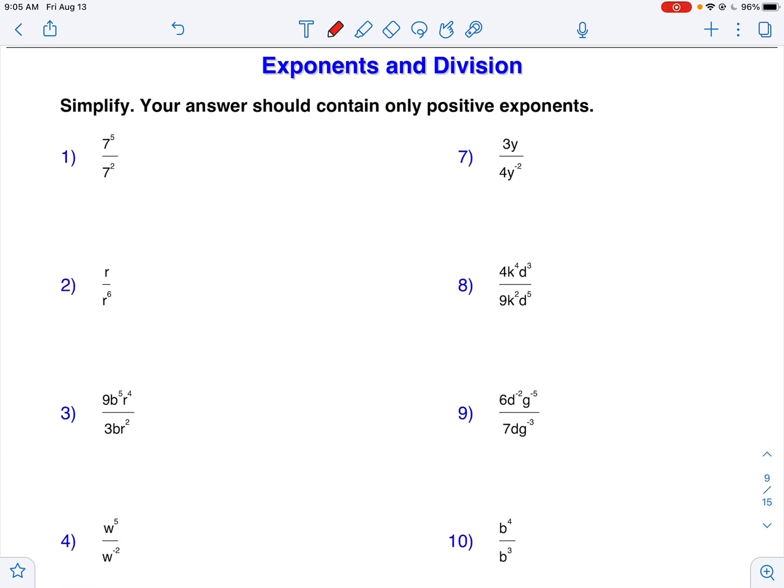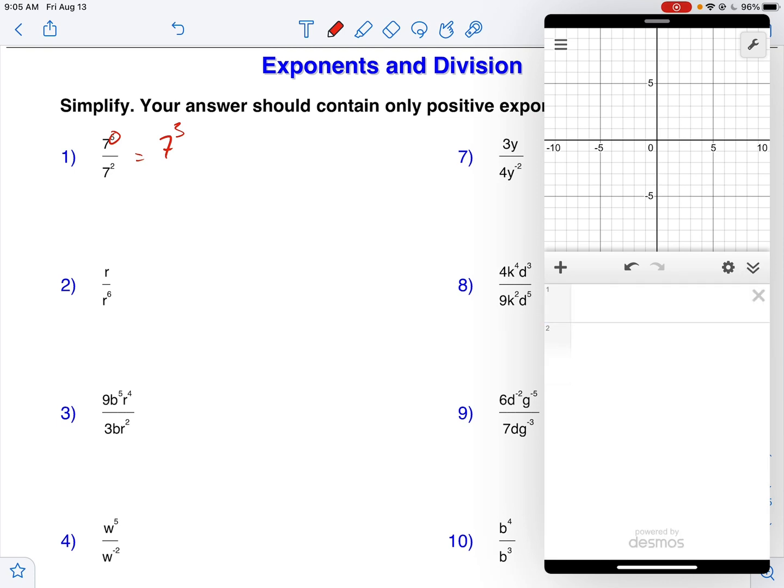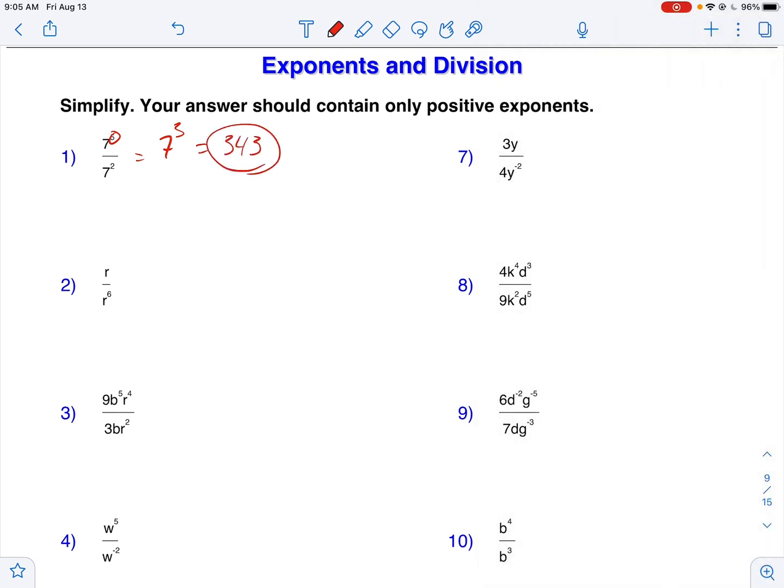Should contain only positive, so 5 is bigger. So it's going to stay in the top. 5 minus 2 is 3. What's 7 to the third? Let's find out. 7 to the third, 343. Whee! Okay. r over r to the 6. That's a 1. When you don't see it, it's a 1. So it's going to end up in the bottom. 6 minus 1 is 5.